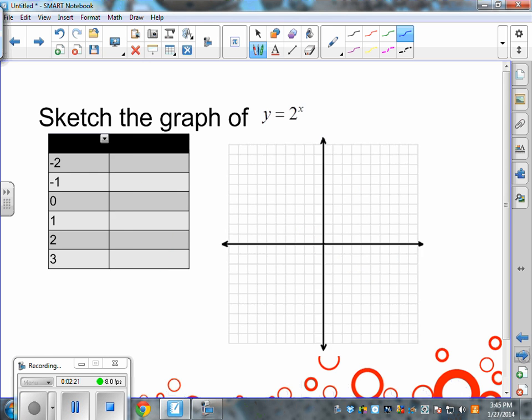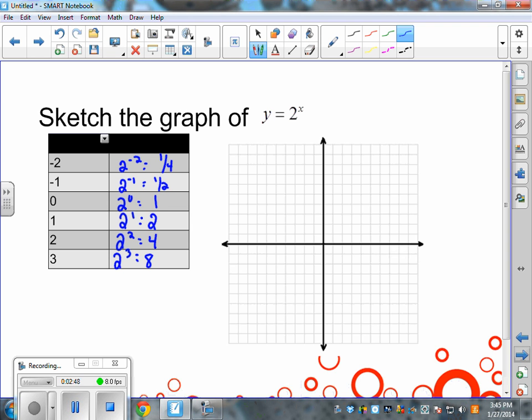Let's look at another function. Let's look at the graph of 2 to the x. So if I put in 2 to the -2, we get a fourth. 2 to the -1 is a half. 2 to the 0 is 1. 2 to the 1 is 2. 2 squared is 4. 2 cubed would be 8.